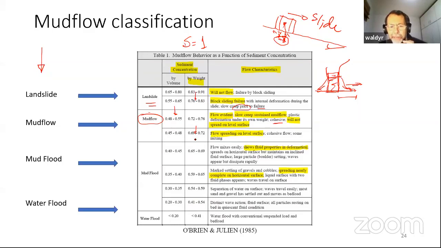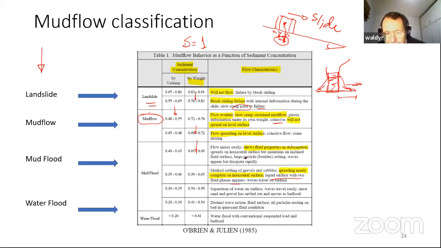When you go a little bit further, you see that the materials now, you cannot say that you have a mud flow, but you have a mud flood, because in this case, spreading is nearly complete on horizontal surface. So it goes far away, but not like water yet. You see liquid surface with two phases in this case.